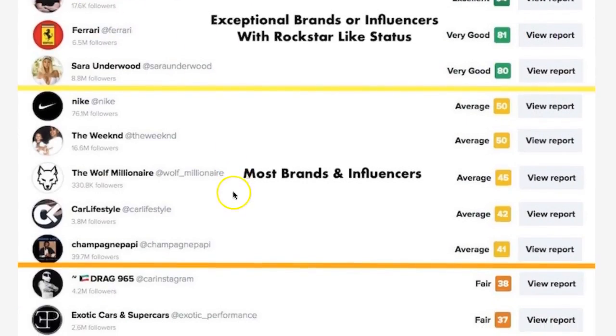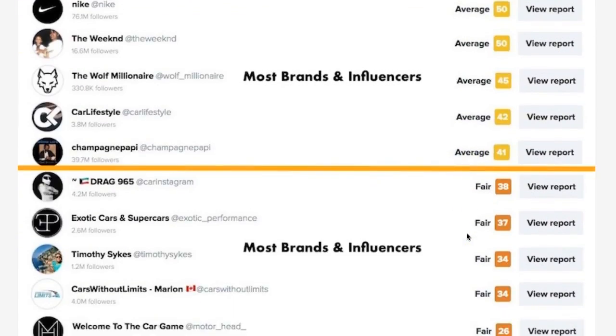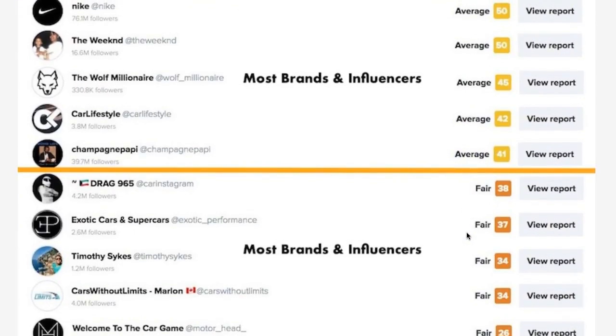Some of the ones that surprised me a little are in the average rating, which shows me that average and fair are the majority of accounts out there, unless you're exceptional, right? So Nike, they're in the average rating with 50. The Weeknd, he's in there with 50. Here's where My Wolf Millionaire sits, 45, which is pretty cool, right? I'm right in there with the middle of most brands and influencers. Car Lifestyle at 42. Drake, Champagne Papi, he's at 41.